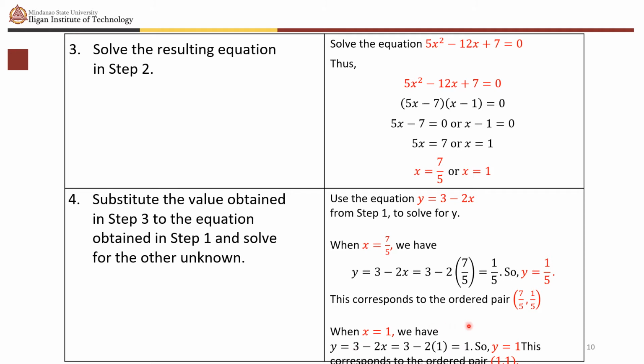When x is equal to 1, we have y equals, again, 3 minus 2 times 1, which equals 1. So y now is equal to 1. Again, this corresponds to the ordered pair 1, 1.